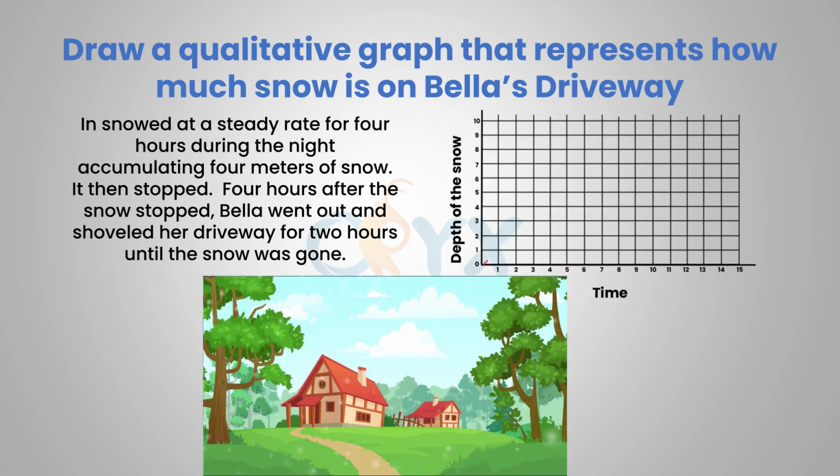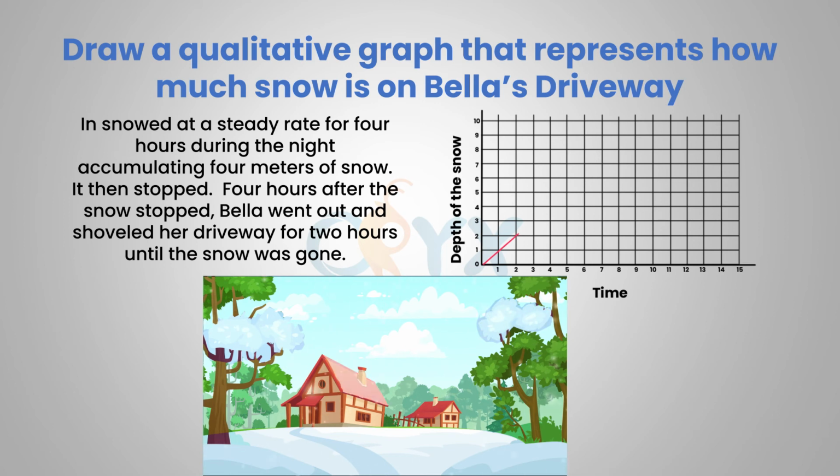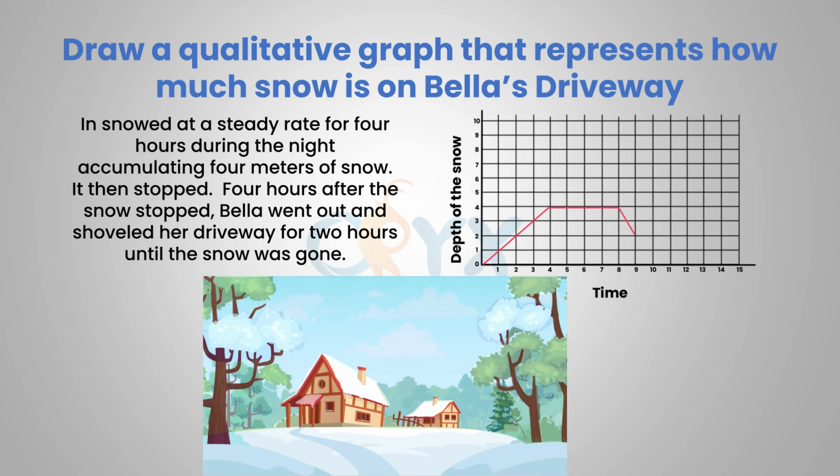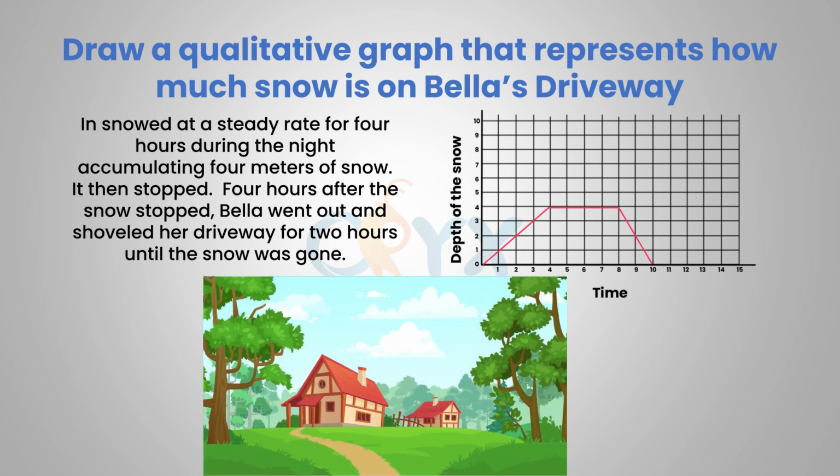When graphing this, we can say for the first 4 hours, we know that the snow was accumulating at a constant rate up to 4 meters in depth, which is shown in the first part of the graph. It then stopped snowing for the next 4 hours, which is shown with no change in the amount of snow on the driveway. Bella then went out for the next 2 hours and shoveled the driveway off at a constant rate, which goes back to 0 meters of snow.